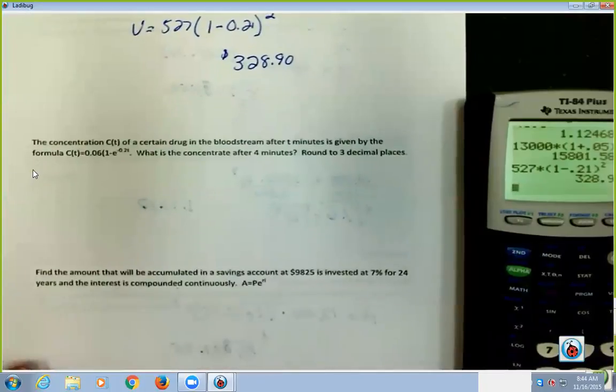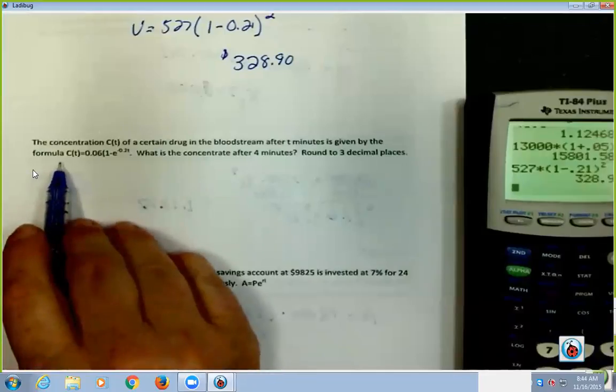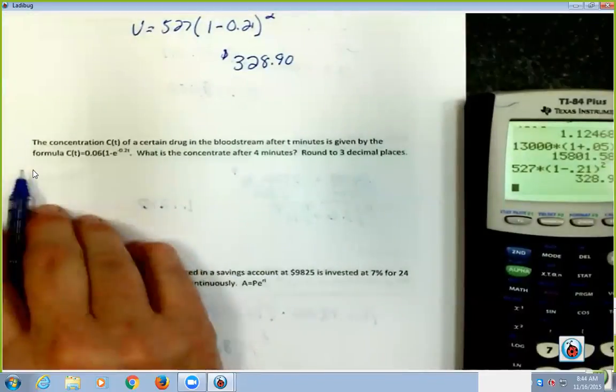This one, I think I got a missing parenthesis here somewhere. Must be at the tail end of it.